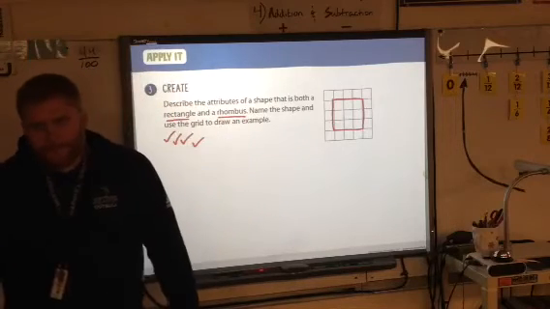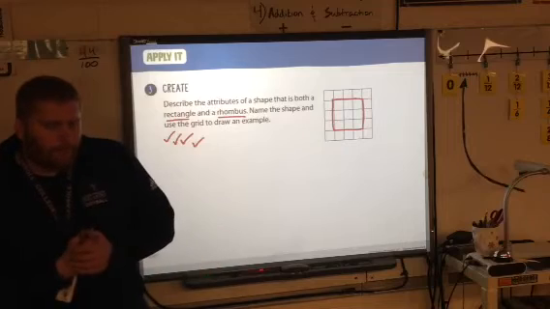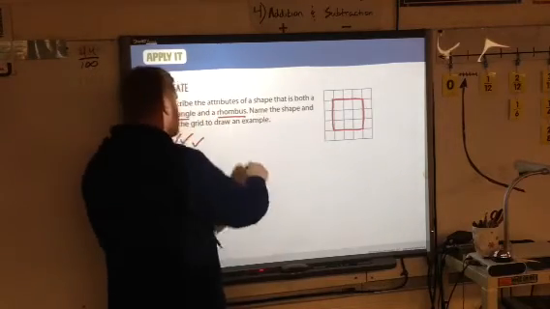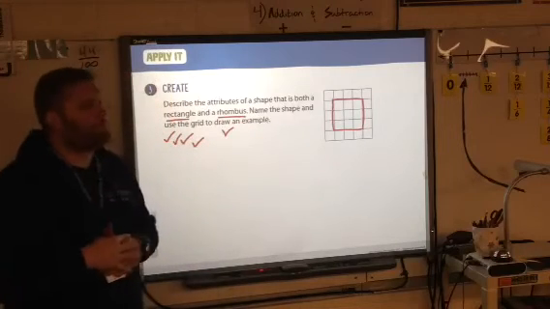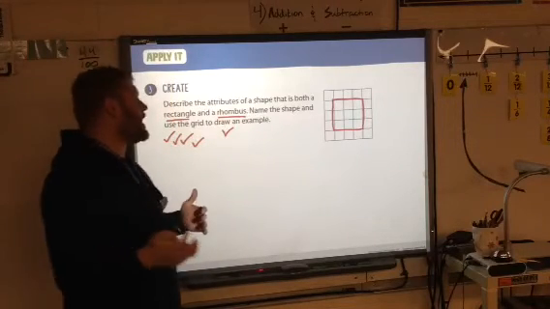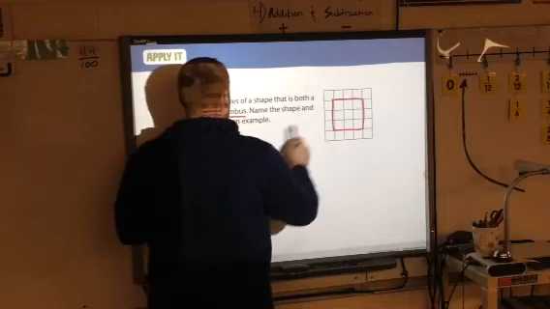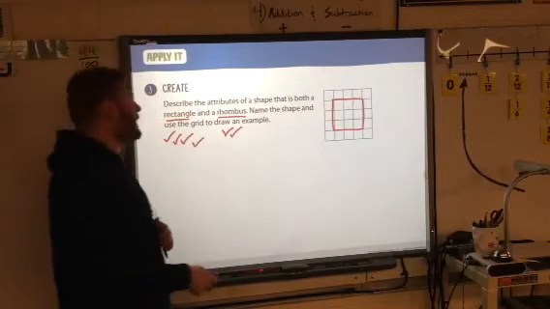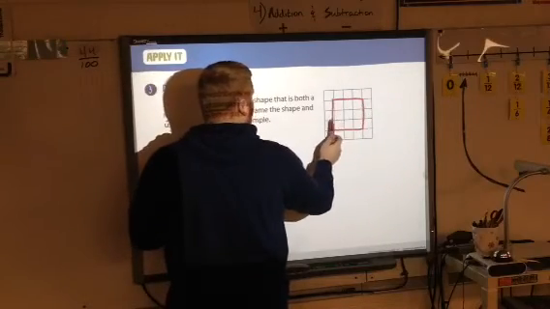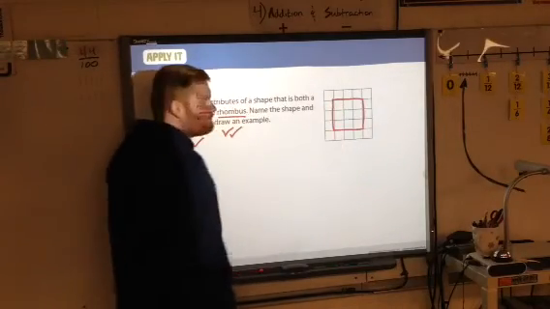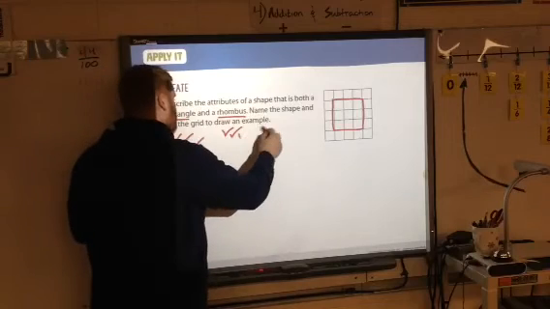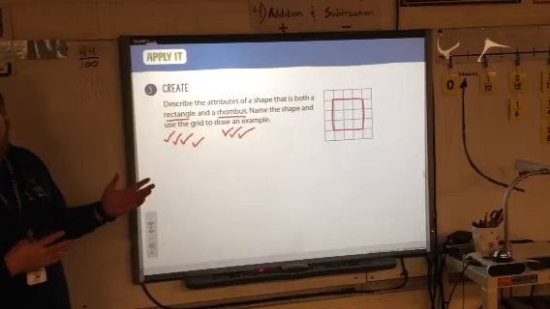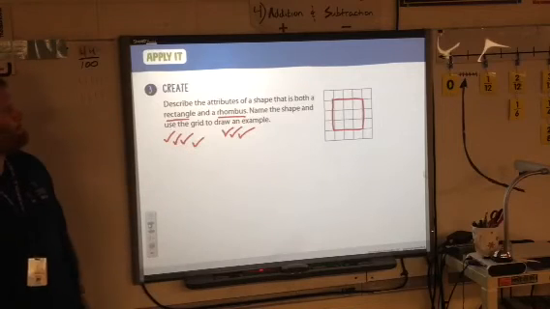Now let's think about the rhombus. Let's check out the different attributes of the rhombus. Does it have 4 sides? Check. Does it have 2 sets of parallel sides? Check. And does it have all 4 sides of equal length? 1, 2, 3, 4, all 3 square units. Check. So a mixture of a rhombus and a rectangle would be a square.